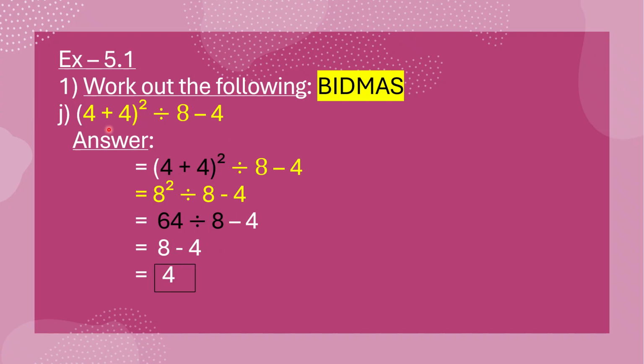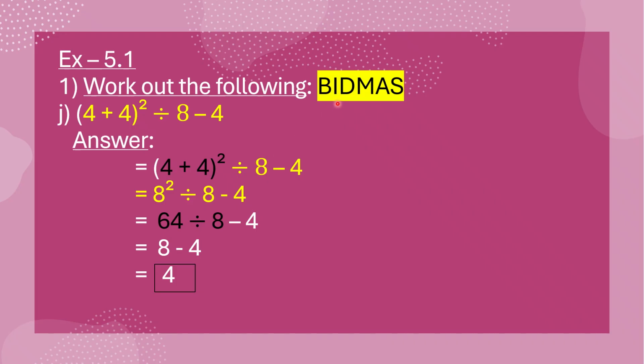J sum: (4 plus 4) the whole square divided by 8 minus 4. We have to work out this. So for that we have to use the BIDMAS rule. So what is B? That is bracket. So we have to check first, do we have any brackets in the question? Yes, we have. So we have to do that first. So 4 plus 4 alone is inside the bracket. So we have to add this. 4 plus 4 is 8. 8 square divided by 8 minus 4.